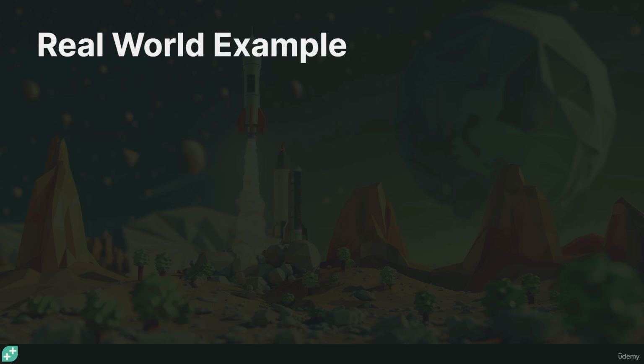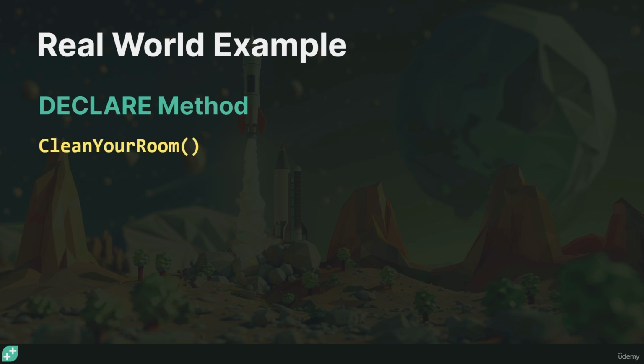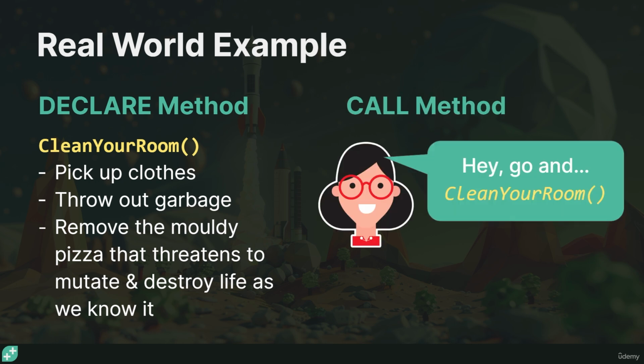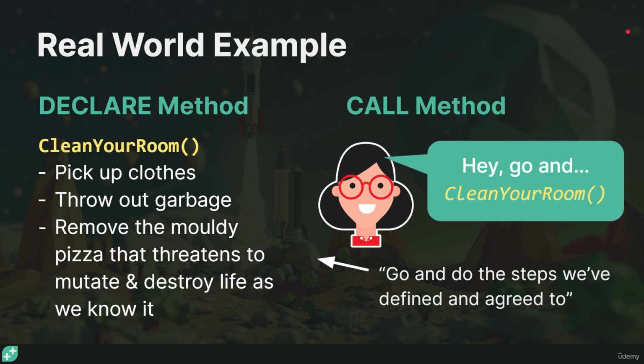So let me give you a somewhat silly real-world example here. It might be that you need to clean your room, which involves picking up the clothes, throwing out the garbage, and removing that moldy slice of pizza that threatens to mutate and destroy life as we know it. So that's what the clean your room method involves. And the way that we call the method is, well, it's probably your mother getting there and saying, hey, go and clean your room. And we know what clean your room means because it's been defined. We might ignore it sometimes in the real world example, but we know what calling the method of clean your room actually means. It means go and do the steps that we've defined and agreed to.